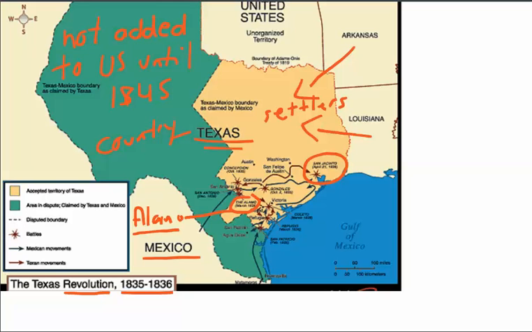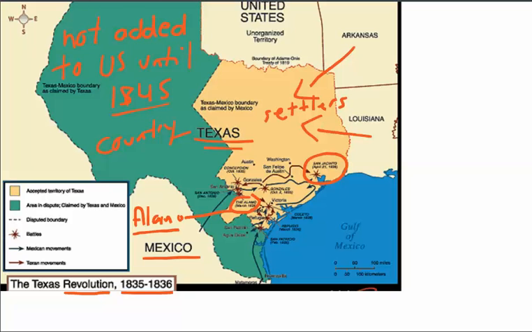Okay? Texas was its own country. Now, in addition, Mexico never recognized that Texas was independent. They still believed that Texas was part of Mexico. So in 1845, when the United States finally grabs Texas as a new state, that's going to be the cause of the Mexican War, which we will start our next presentation with.